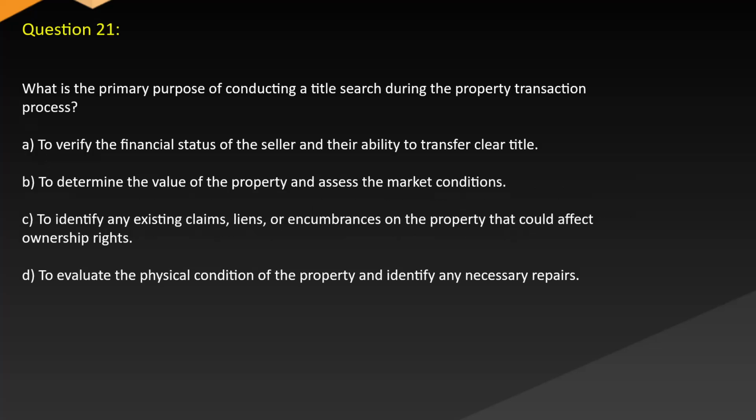Question 21. What is the primary purpose of conducting a title search during the property transaction process? A. To verify the financial status of the seller and their ability to transfer clear title. B. To determine the value of the property and assess the market conditions. C. To identify any existing claims, liens, or encumbrances on the property that could affect ownership rights. D. To evaluate the physical condition of the property and identify any necessary repairs.